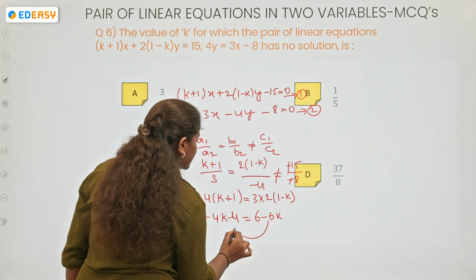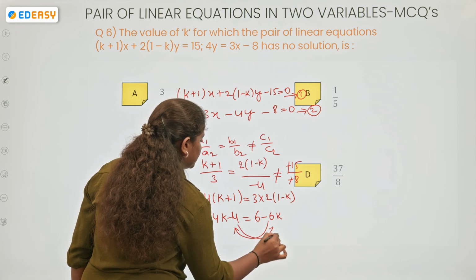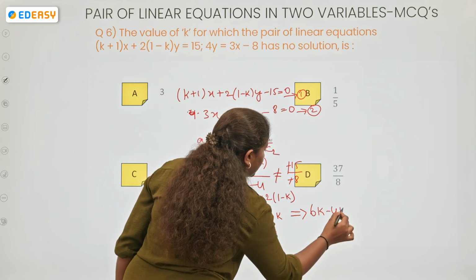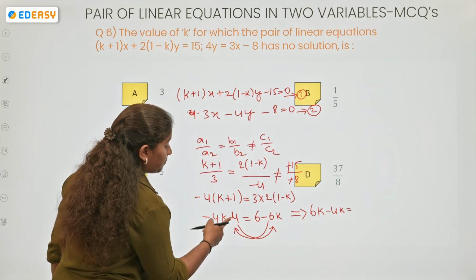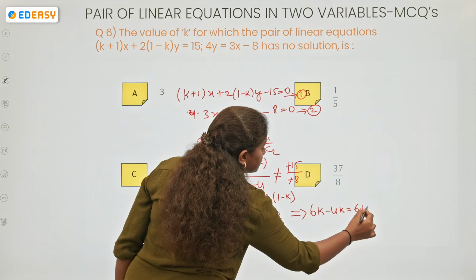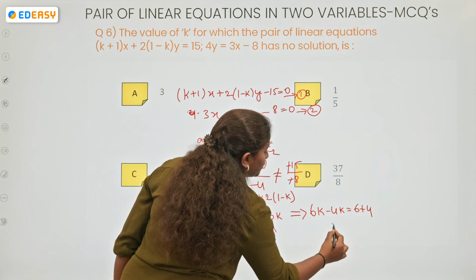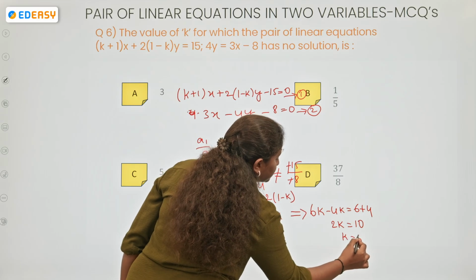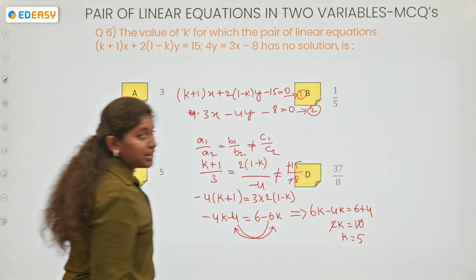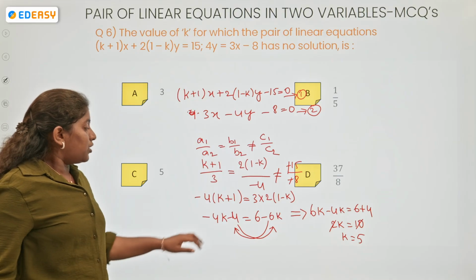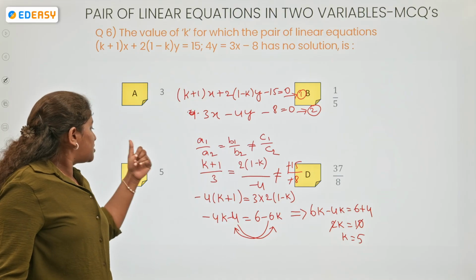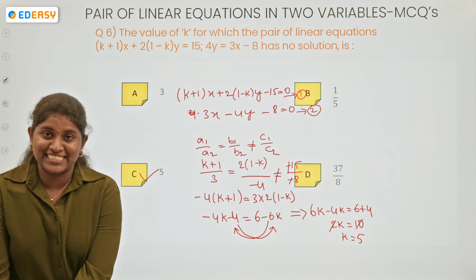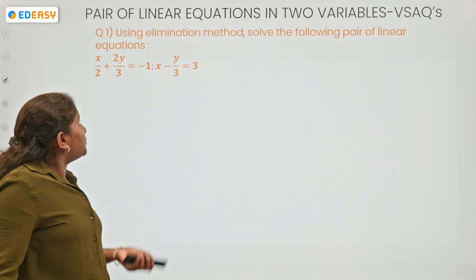Now, take this 6k to other side and minus 4 to this side. Clear? So, which will happen, 6k minus 4k equals to, so minus 4 crossing equals to plus 4, 6 plus 4. Now, 6 minus 4, 2k. 6 plus 4, 10. k equals to 5. 2 will cancel 10 for 5 times. Clear? So, now we got the k value as 5, which is nothing but our option C. Right? Yes. Now moving to the next.